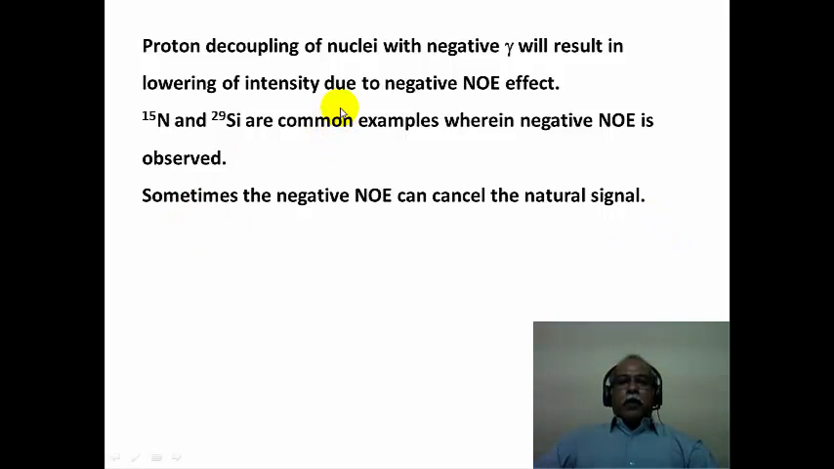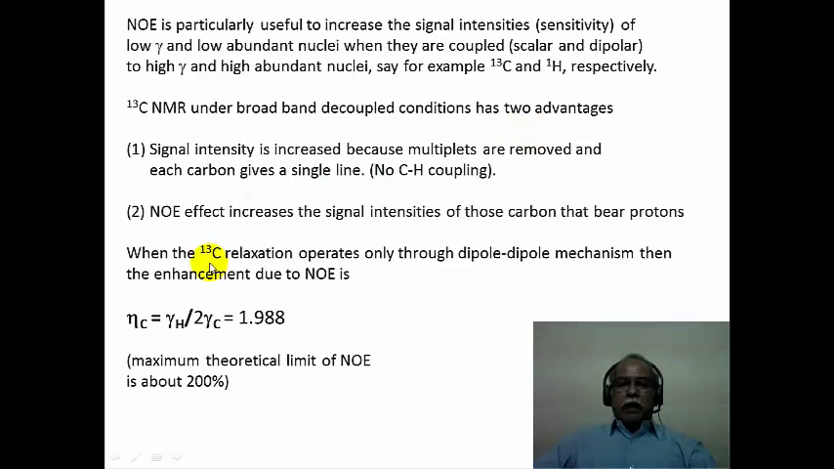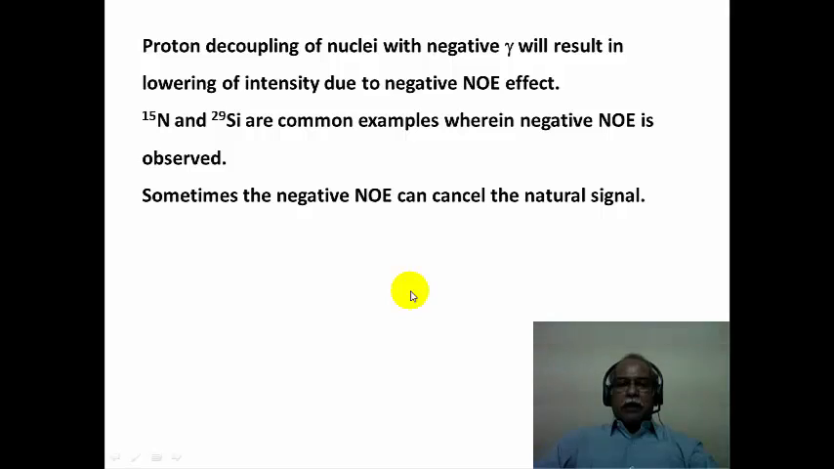Now proton decoupling of any nuclei which has a negative gamma will result in the lowering of the intensity due to negative NOE effect. Remember the NOE effect here: if the gamma of the observing nucleus happens to be negative, then overall the intensity is going to be negative intensity.